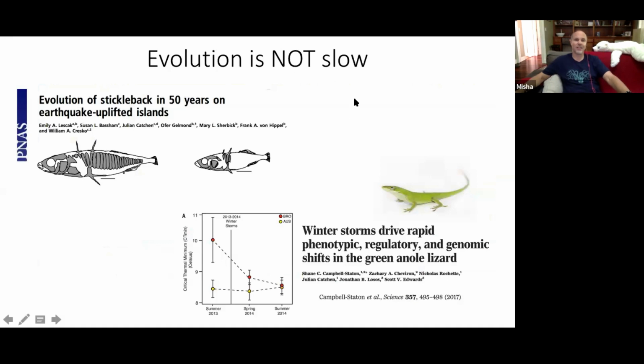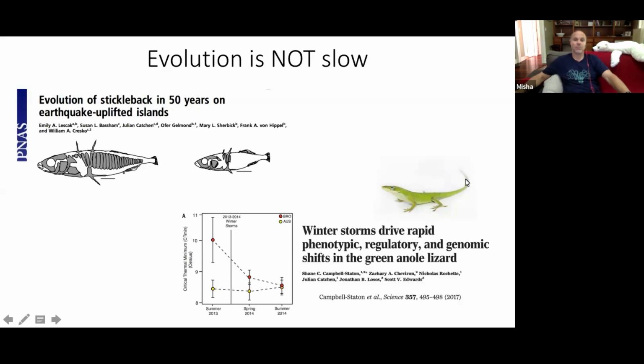So if there is one thing I would like you to take home from this talk, like one thing, this is it. Evolution is not slow. I try to dispel the common misconception, which is not just general public, but even professional biologists think of evolution as a slow process. There are multiple examples of evolution being able to produce completely different morphologies and physiological adaptations in as little as 50 years, from this marine stickleback fish to the freshwater stickleback fish.